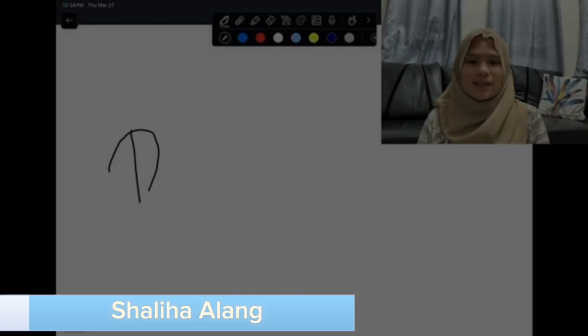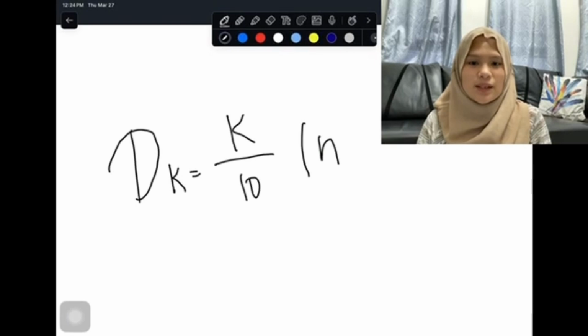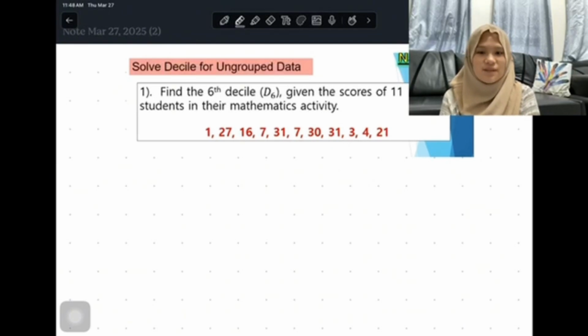Our formula for decile is Dk equals k divided by 10 times n plus 1. Our k is a number from 1 to 10 and n is the number of scores or values. Example number 1: find the 6th decile or D6 given the scores of 11 students in their mathematics activity. The given are 1, 27, 16, 7, 31, 7, 30, 31, 3, 4, 21.